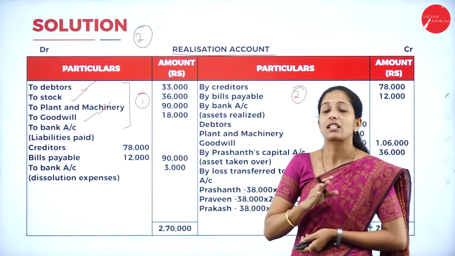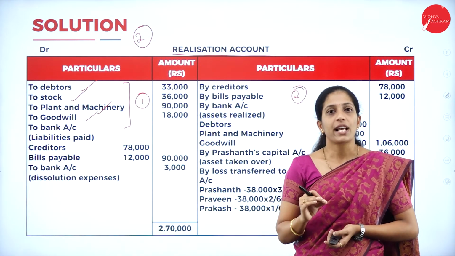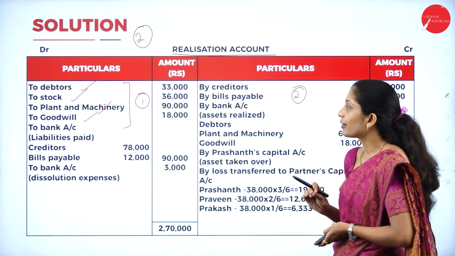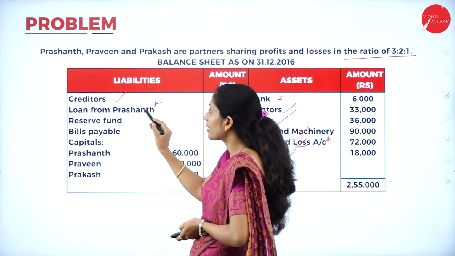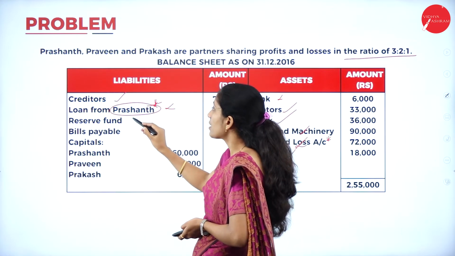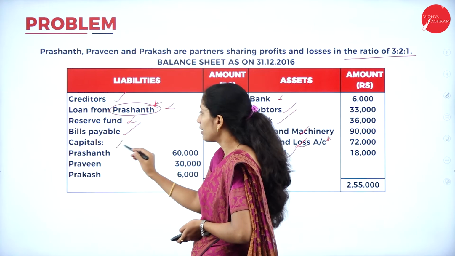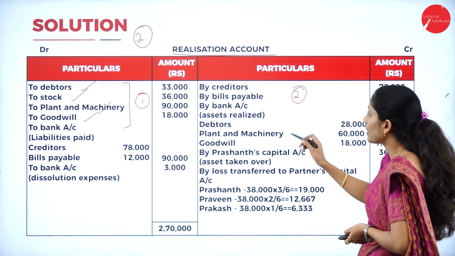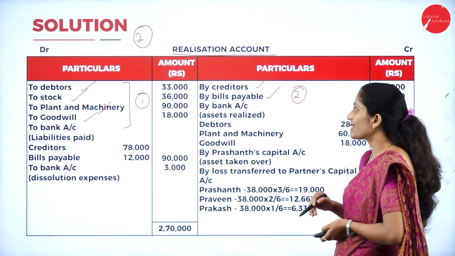So which are the liabilities which should not be taken? That is reserve fund, profit and loss account, partners capital as well as partners loan. Now go through the liabilities here. So we have to take creditors. This is partners loan because Prashant is a partner, so we are not going to take it. Reserve fund we are not going to take. Bills payable we have to take. Capital we are not going to take. So take all the liabilities, so only 2 liabilities, creditors and bills payable. This is your second step.